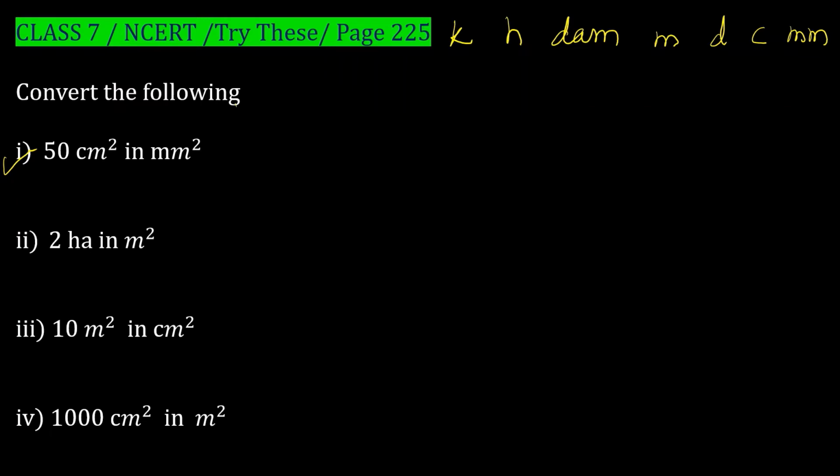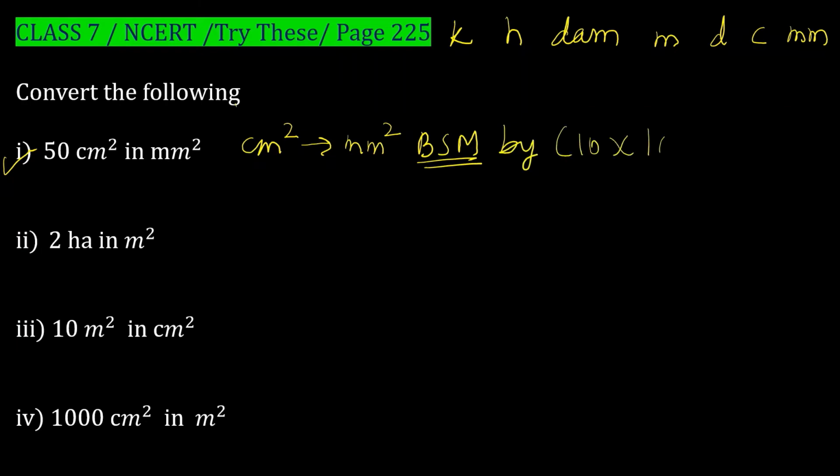So kilometer, hectometer, decameter, meter, decimeter, centimeter, and in the last millimeter. So now here you have to convert centimeter square into millimeter square. See in the table, centimeter to millimeter. Centimeter is a bigger unit, so you are converting big unit to small unit. So it is a BSM case, right? So you have understood, you have to multiply.